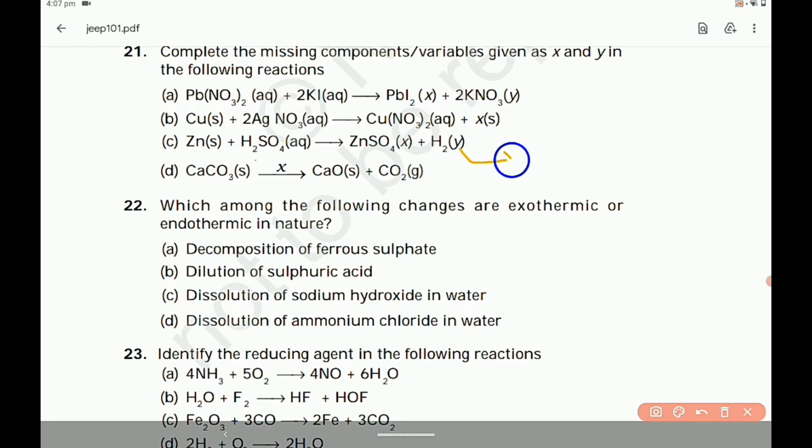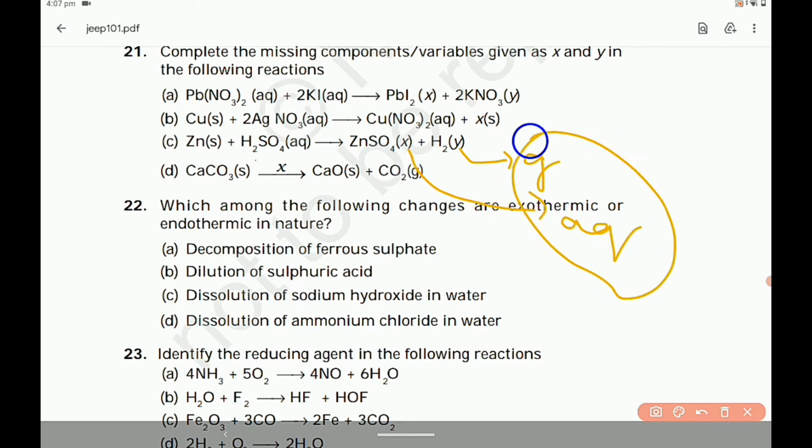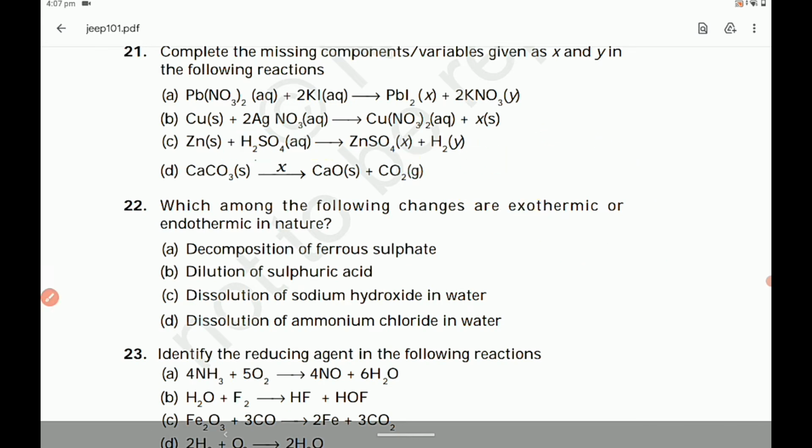Okay. Next, zinc plus sulfuric acid gives zinc sulfate plus H2. So here Y will be gas, as you all know. Simple, right? And then the previous one, zinc sulfate, X will be aqueous. It's giving you an aqueous solution and a gas.